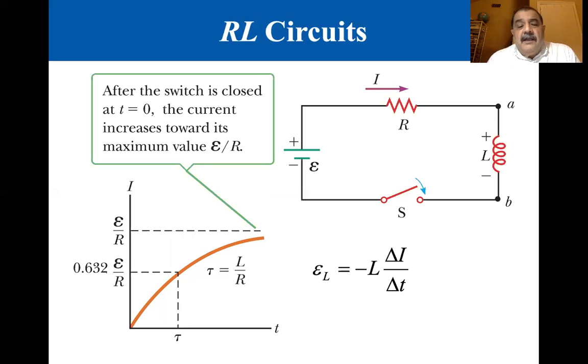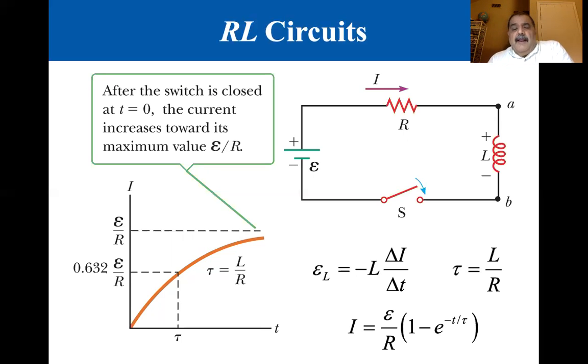And the EL is equal to minus L dI/dt. Tau, the time constant, which is the amount of time it takes to reach 63% of E/R, is L divided by R. Remember, for an RC circuit it's R times C. Here it's L divided by R. And I is equal to E over R times 1 minus e to the minus t over tau.